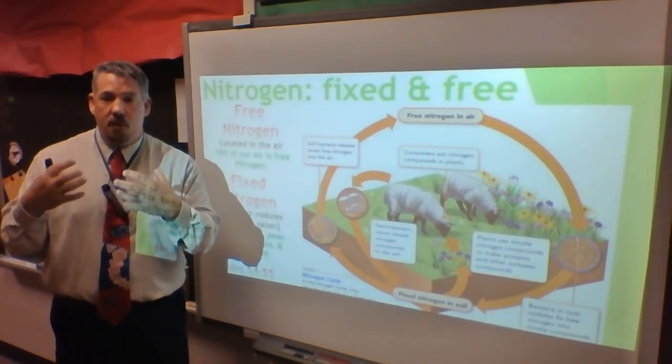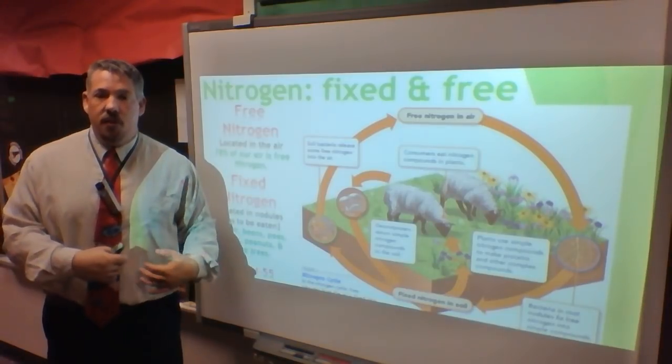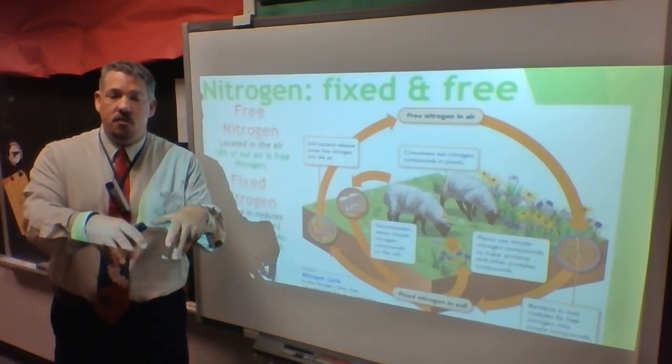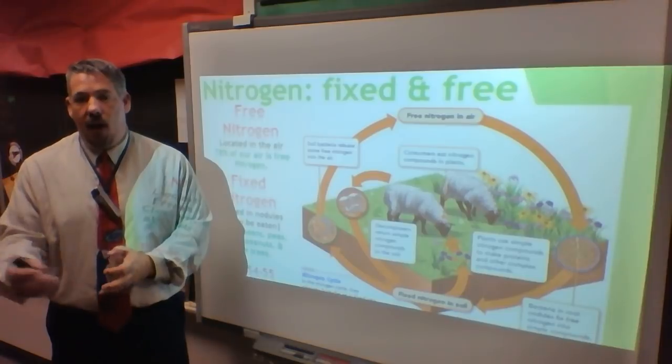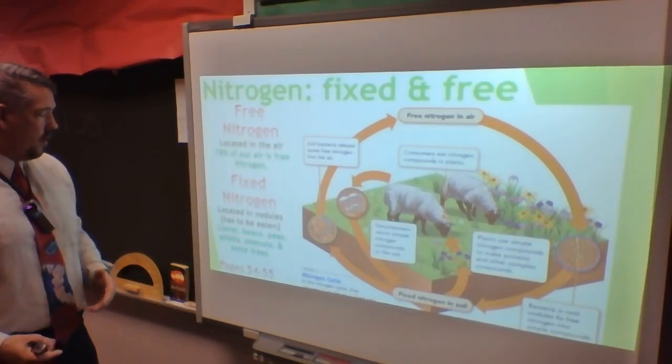And then when I have them in my digestive system, then my cells say, hey, look, in this food there's nitrogen. We need that to be healthy. And they pull that nitrogen out.